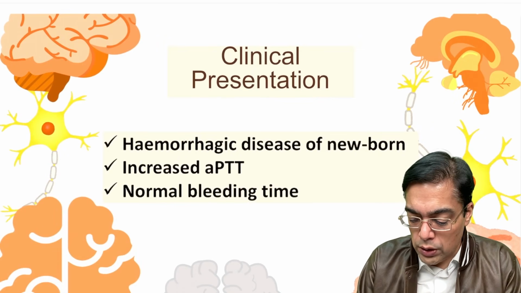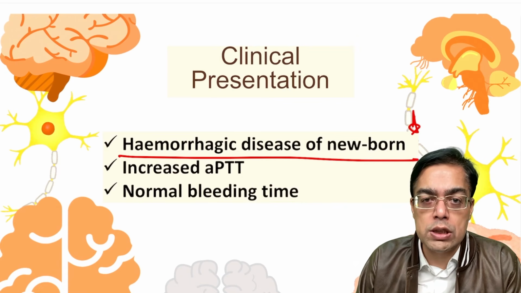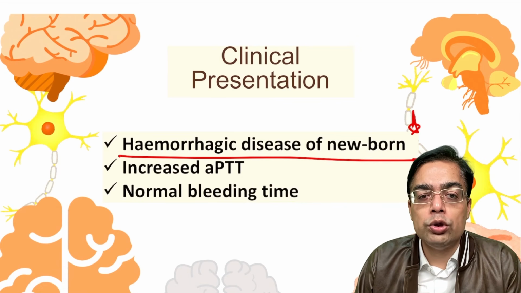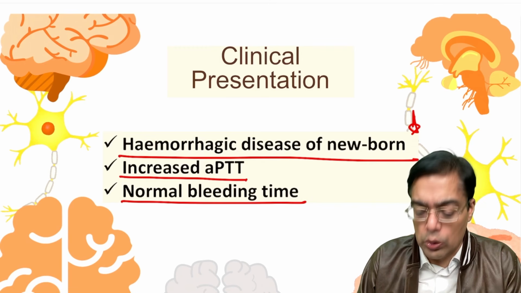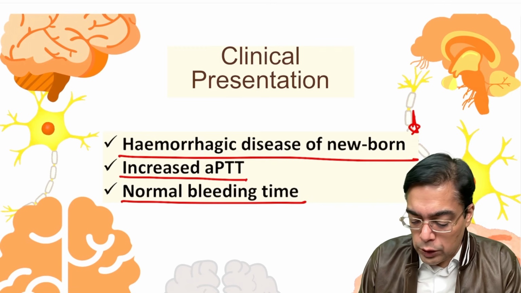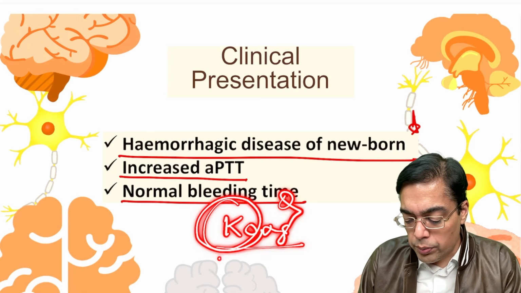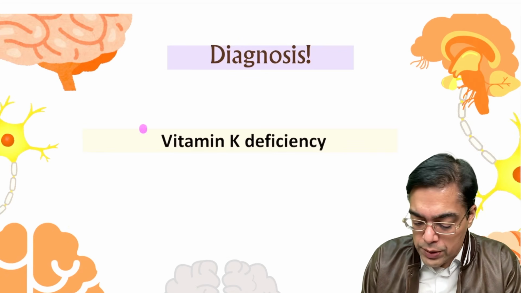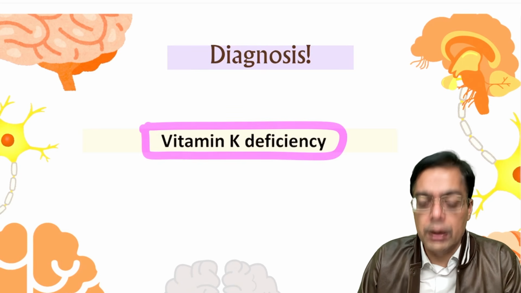Talking about the next one, the presence of a patient who's going to be having hemorrhagic disease of the newborn, that itself is going to be associated with a vitamin deficiency, and that is also associated with an increase in the APTT value and a normal bleeding time, which means I'm talking about which vitamin is required for the purpose of coagulation. When I say coagulation, that automatically means that I'm dealing with a patient who's going to be suffering from vitamin K deficiency.